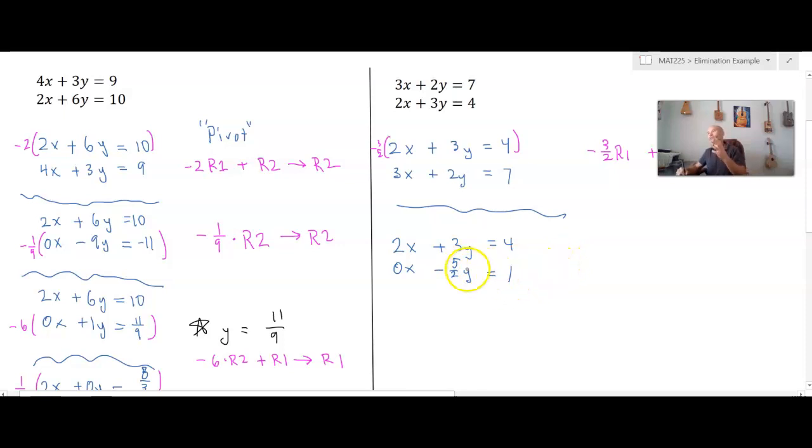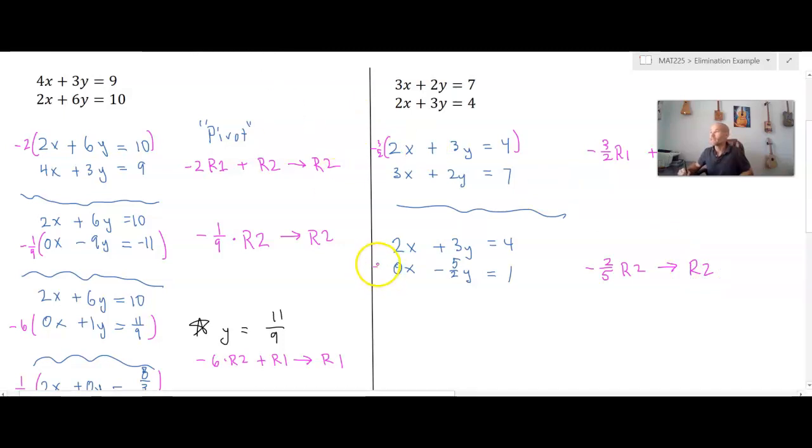Again, what I don't want to do is just divide both sides by negative 5/2. I mean, I'm kind of doing that anyway, because I'm going to take negative 2/5 of row 2. Why am I taking negative 2/5 of row 2? Well, dividing by negative 5/2 is the same thing as multiplying by negative 2/5. Great, so let's do that.